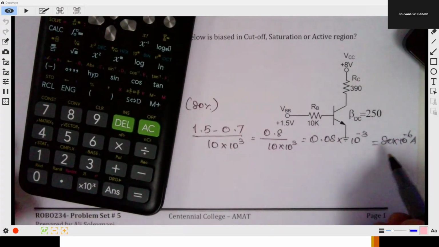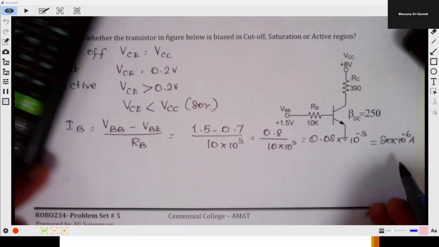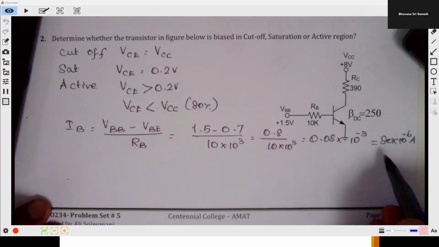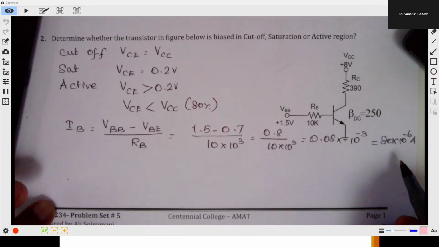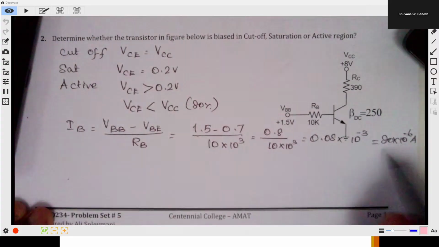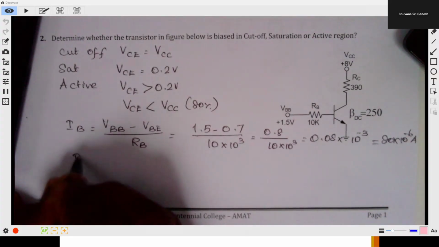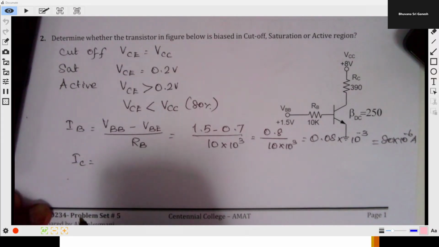So we have for IB 80 microamperes, okay. Now since it's 80 microamperes, we can say that the transistor is not in cutoff, okay, some current is there, right? Now let's calculate IC. IC by formula it is VCC minus VCE over RC, right?